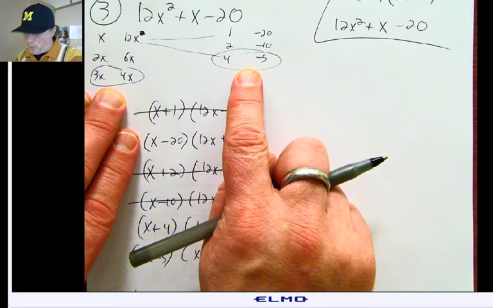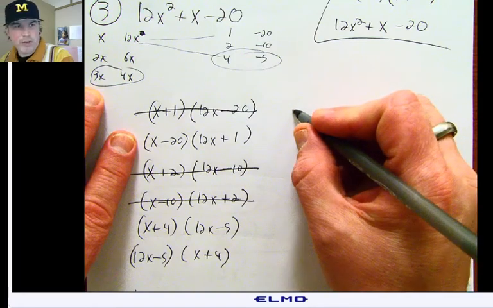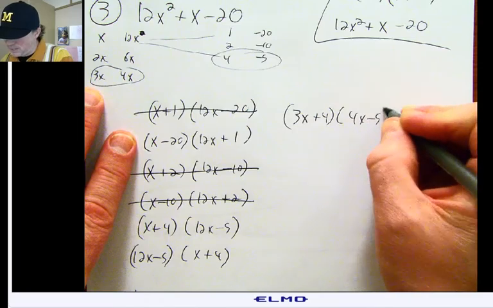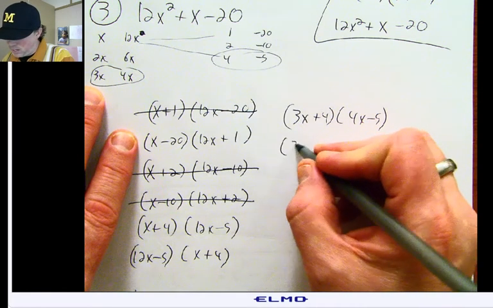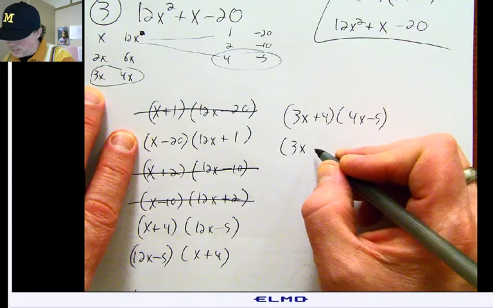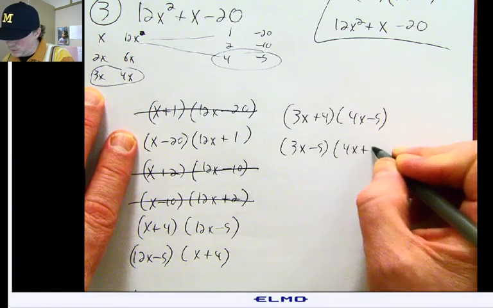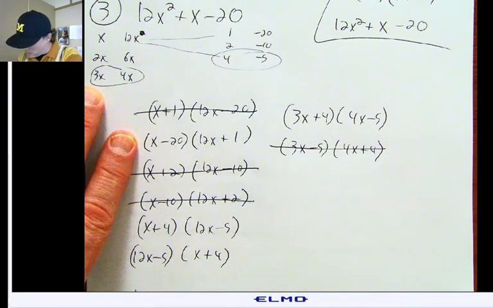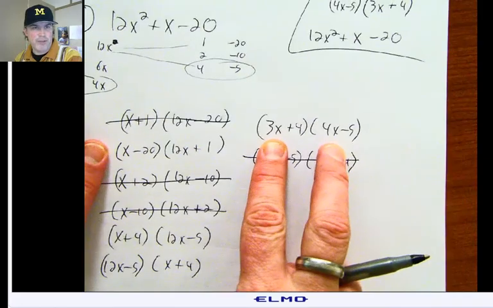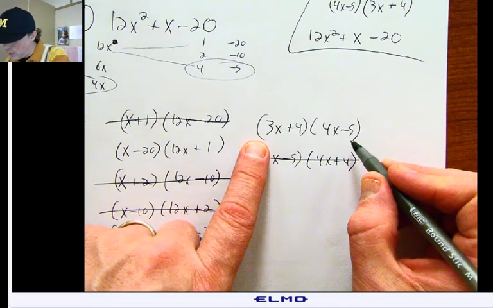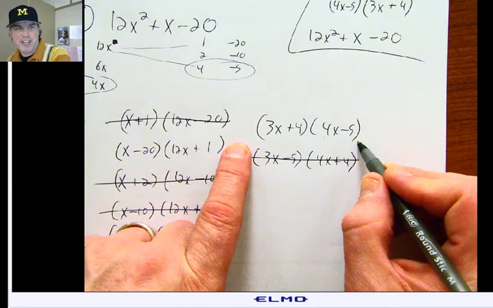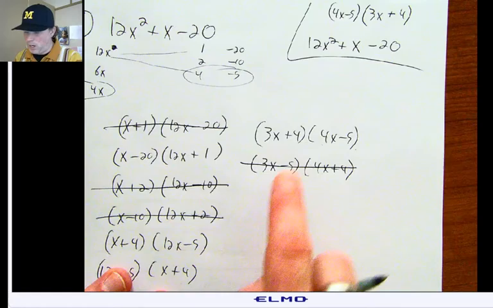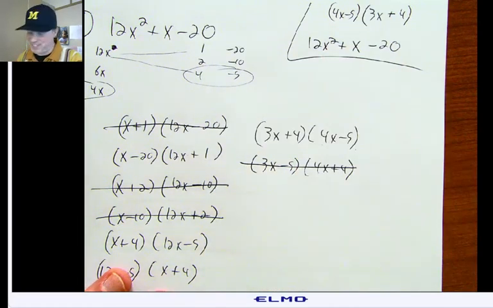So try it out. Let's see. I could have 3x plus 4 and 4x minus 5. I could have 3x minus 5 and 4x plus 4. And due to what we're saying about common factors, this can't be an answer, which means this is my only potential out of here. If I test out the outers and the inners, I get 16x and negative 15x, which does add up to that 1x over here. And yeah, it does match the answer that I had from the start.